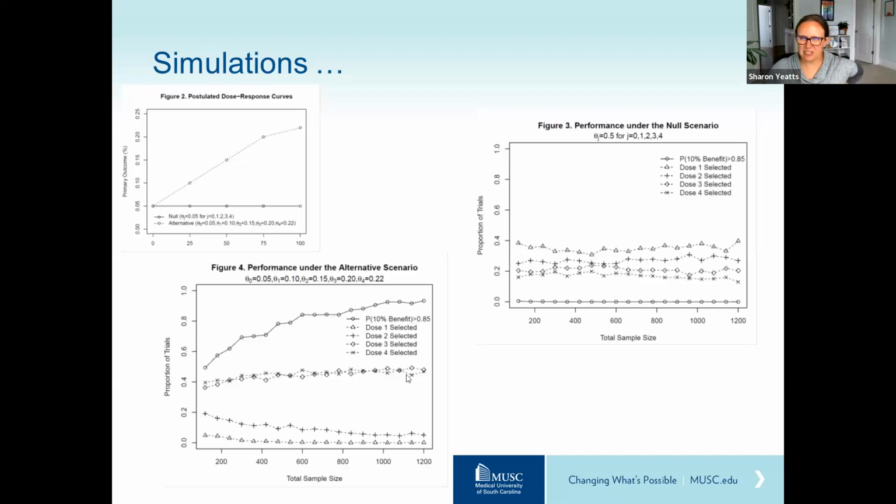Okay, the design is having a little bit of a hard time deciding between these two, which kind of makes sense under these assumptions because they're plateauing. So sometimes it's going to be able to pick 75, sometimes it's not. And you can see that the probability that we declare benefit of the selected dose actually does increase with increasing sample size. Okay, but there is some point of diminishing return, right?